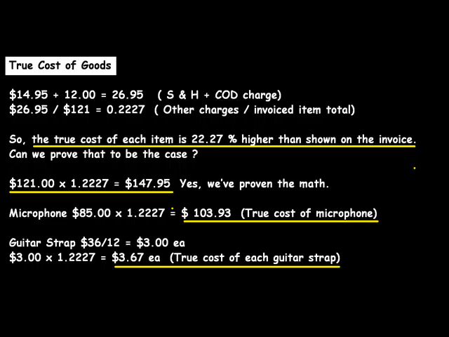Now let's find the cost of the goods. The microphone was invoiced at $85. We take that times 1.2227. The actual cost of the microphone to us is $103.93. We got a dozen guitar straps at $36, or $3 each, times 1.2227 equals $3.67 each. Now we know the true cost of the goods, and we are ready to calculate the selling price.